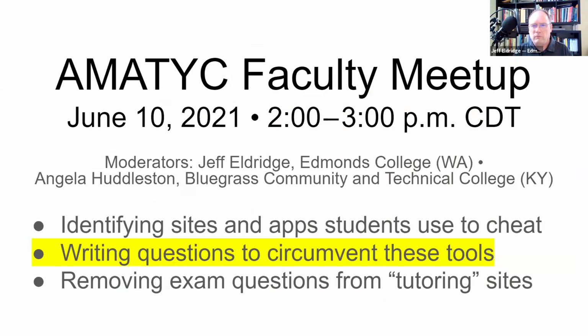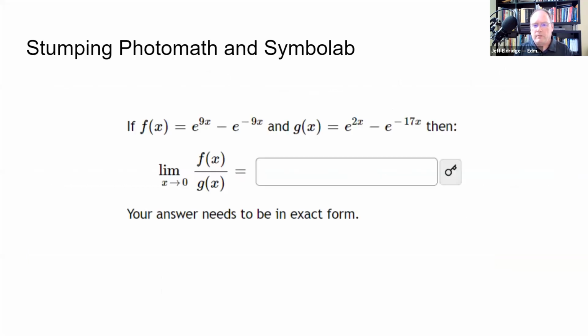So, how do you write questions that, while not foolproof, help prevent your students from using these tools? Here's an example of a problem. This is a L'Hopital's rule problem from first quarter calculus. You could just write out the numerator and the denominator here, but if you write it this way, you can't just take a picture with Photomath, at least yet, and have Photomath solve this problem. Maybe it'll get there soon.